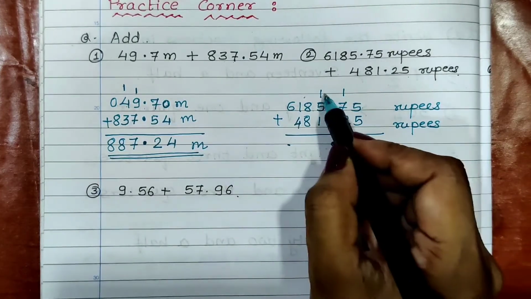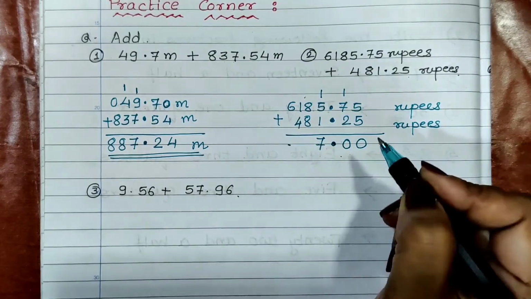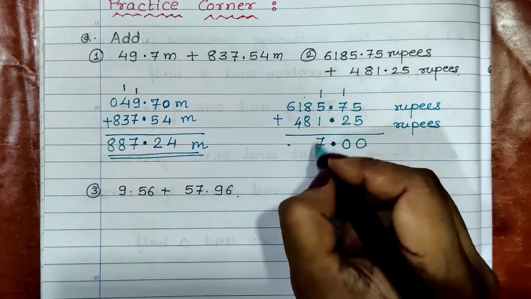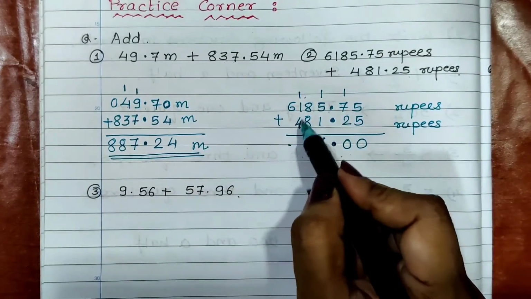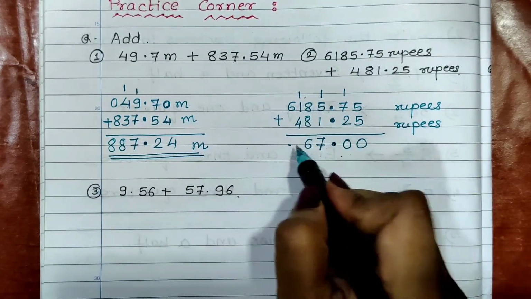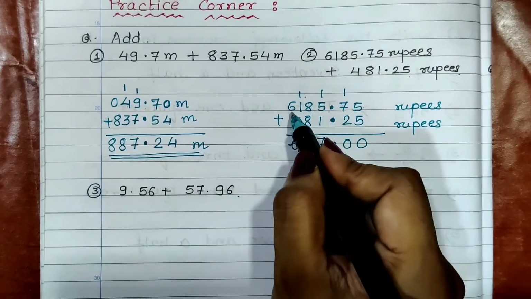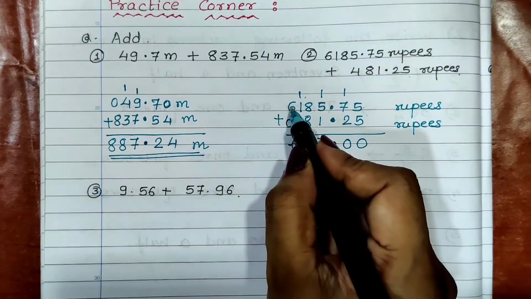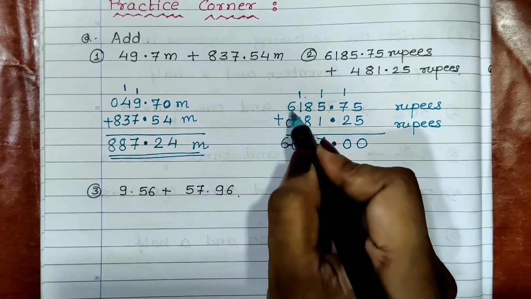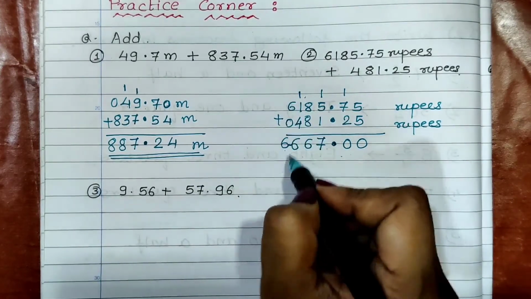5 plus 1 is 6. 6 plus 1 is 7. 8 plus 8 is 16. 6 written, 1 carried over. 4 plus 1 is 5. 5 plus 1 is 6. And below this 6 nothing is there. So if you want, you can write 0 or you can write 6 as it is. 6 plus 0 is 6, or you can write 6 as it is.